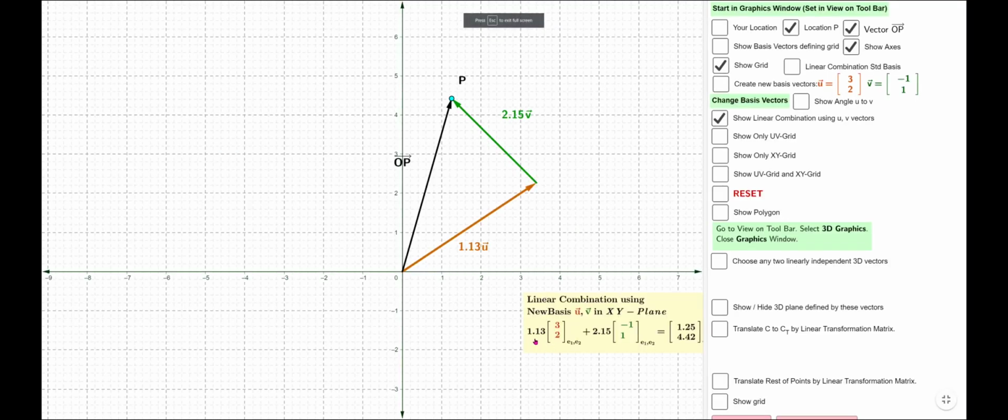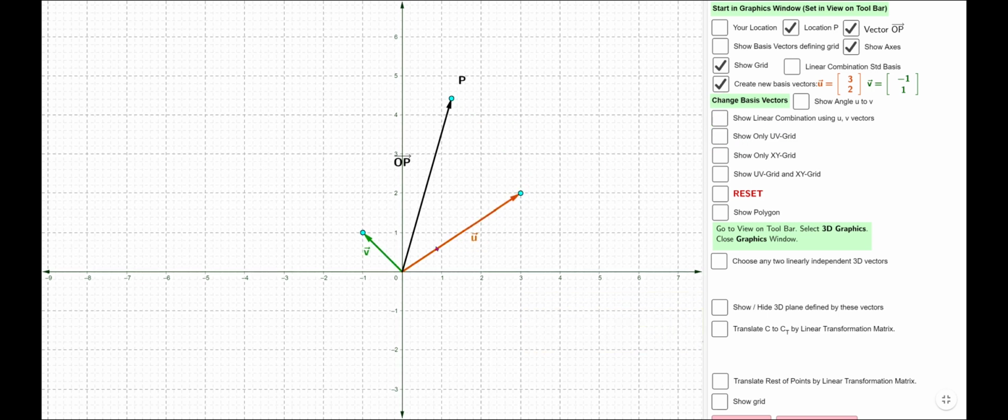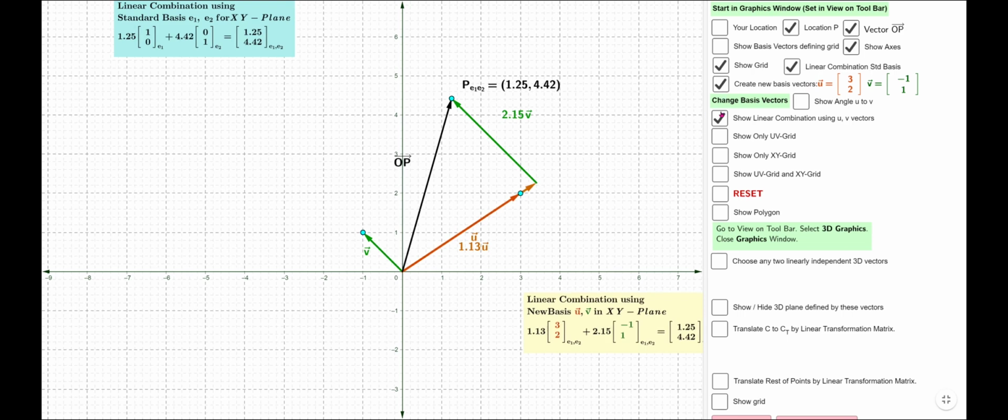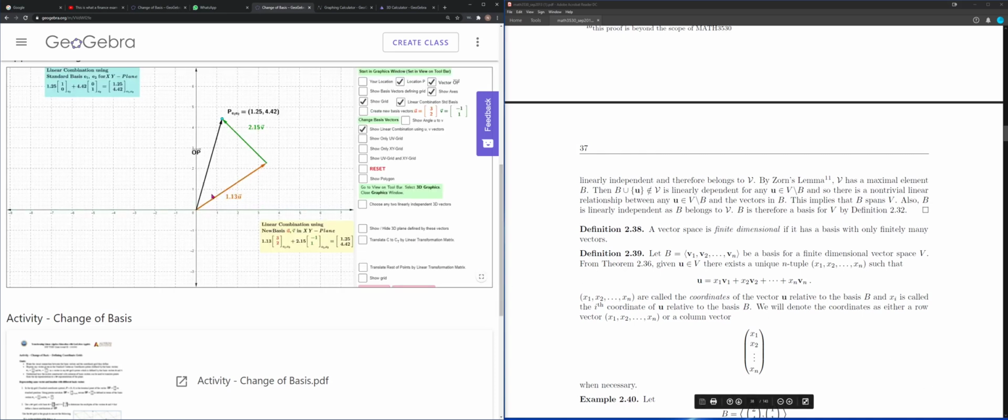So I said that the scalar 1.13 and the scalar 2.15 are coordinates of this black vector over here with respect to your basis vectors u and v. And the basis vectors are these over here, the vectors u and v.